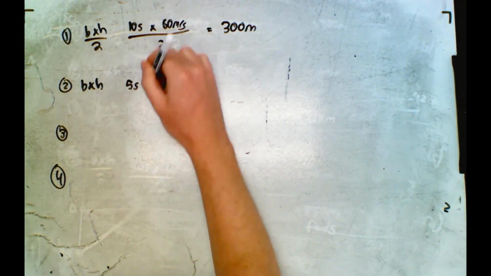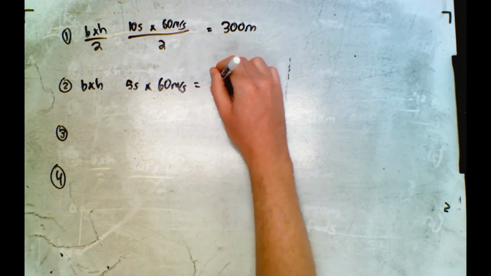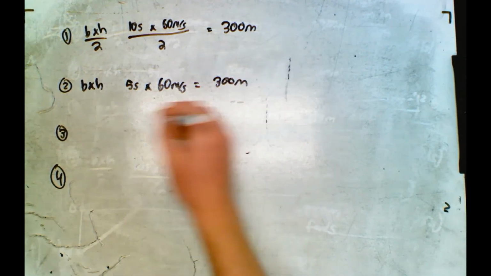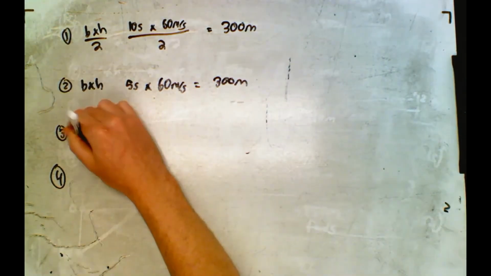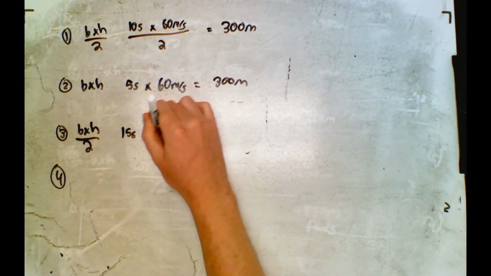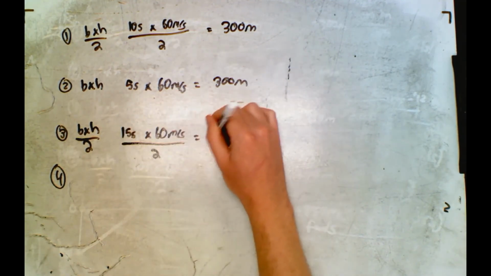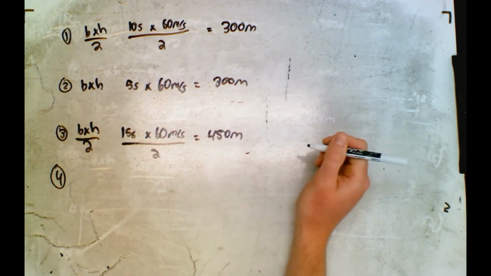My base was 5. My height is 60. I don't divide it by 2. I get 300 meters as well. My third one is a triangle. I said that my base was 15 seconds. My height is still 60 meters per second. I divide it by 2. So that's going to be 450 meters.